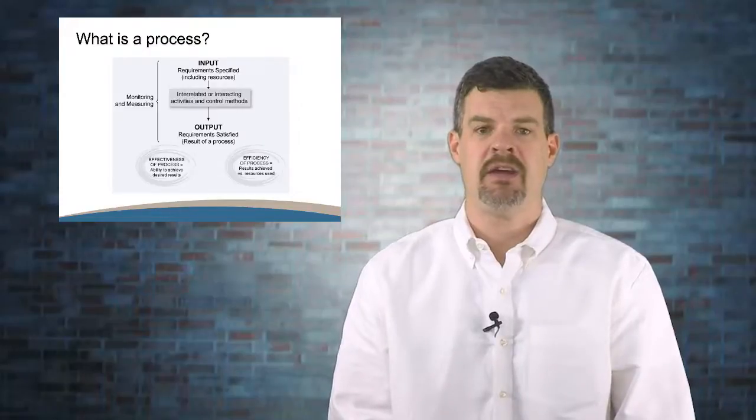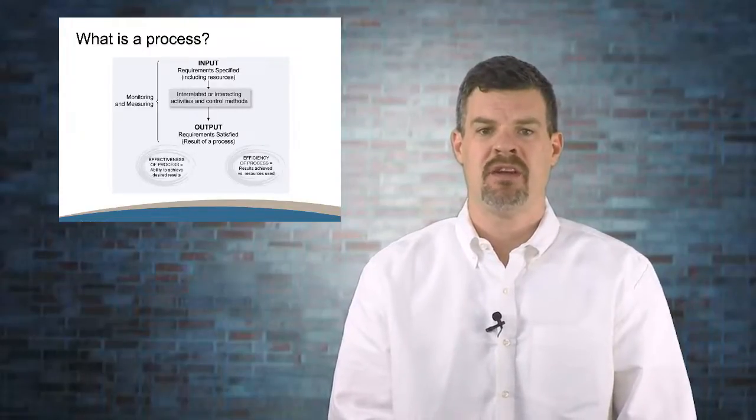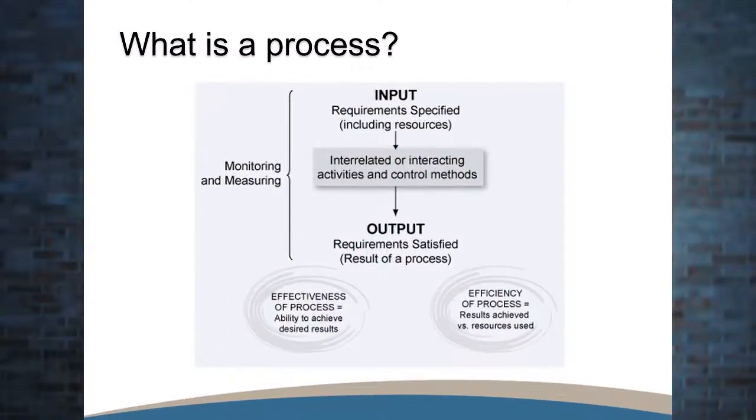What is a process anyway? So a process is nothing more than transforming inputs into outputs. You'll see here in this illustration, inputs are the requirements specified, including resources, interrelated or interacting activities that happen, plus control methods within the process itself, and then the output, which is the requirements satisfied or the results of the process. Typically, process outputs and overall process performance is evaluated through effectiveness, or ability to achieve desired results, and efficiency, which is results achieved versus resources used.